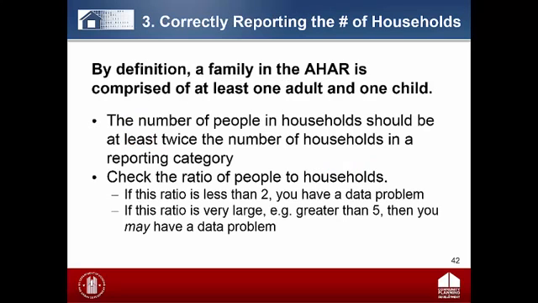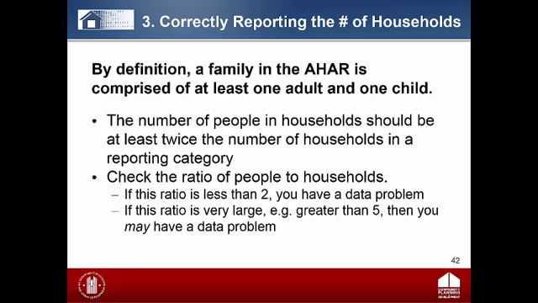A third concept is reporting the number of households. Remember, when reporting households for purposes of the AHAR, a family must contain at least one adult over the age of 18 and at least one child under the age of 18. This means that for all FAM reporting categories, the number of people in households should be at least twice the number of households. A simple rule of thumb can help you when looking at your data prior to submission.